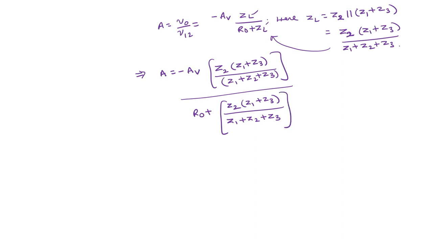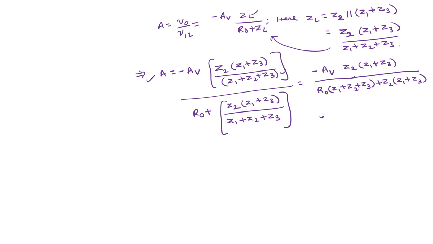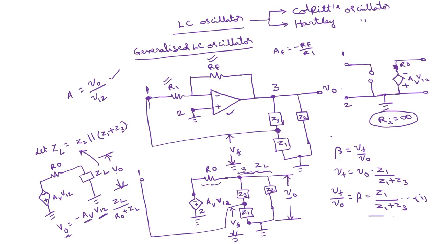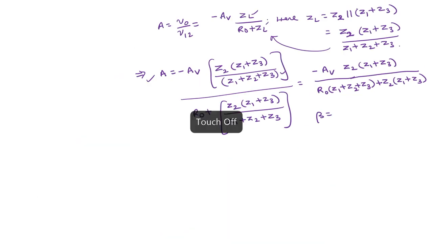So, if I take Z1 plus Z2 plus Z3 as LCM in the denominator, that will cancel with this one. So, you will get this as minus AV Z2 into Z1 plus Z3 divided by R0 into Z1 plus Z2 plus Z3 plus Z2 into Z1 plus Z3. This is your A expression, and beta we have derived as Z1 by Z1 plus Z3.